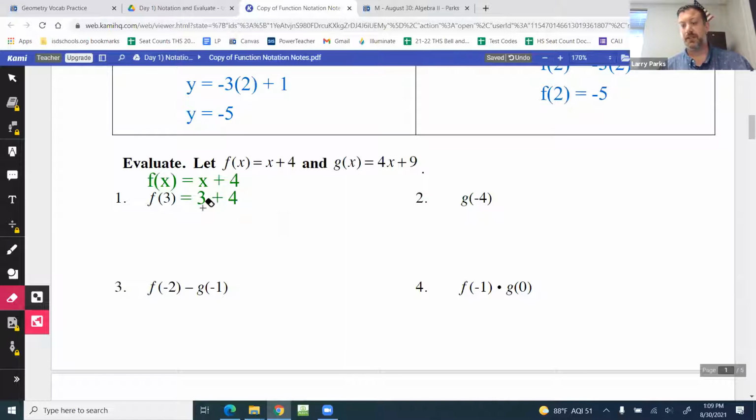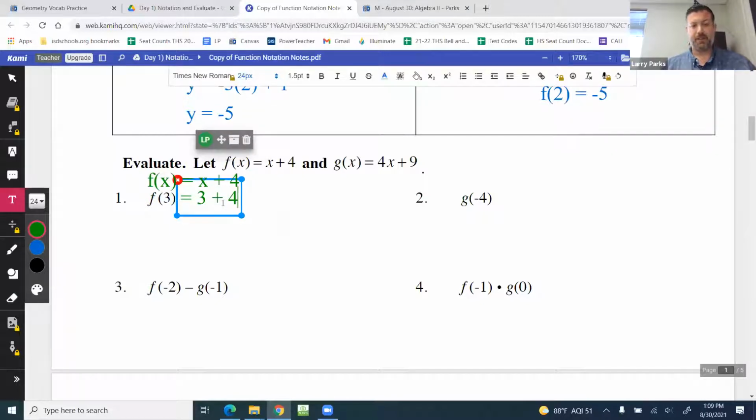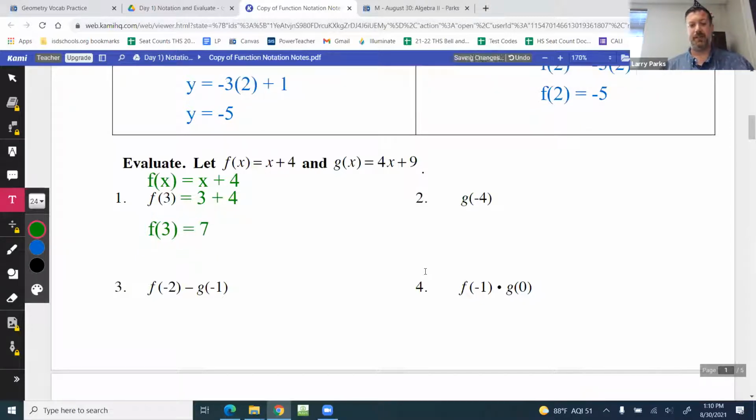Okay, so what is 3 plus 4? That's 7. So f of 3 equals 3 plus 4, 7. And you're done.